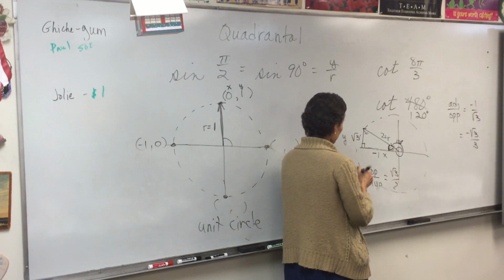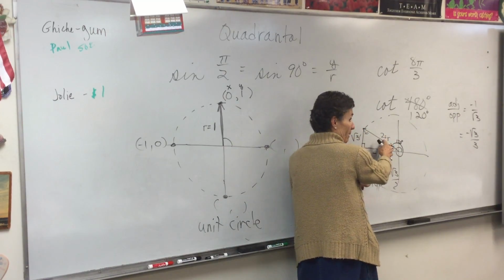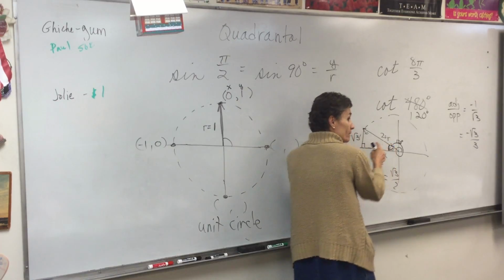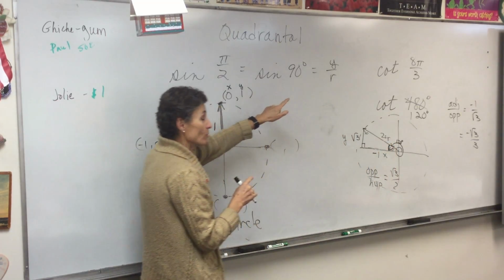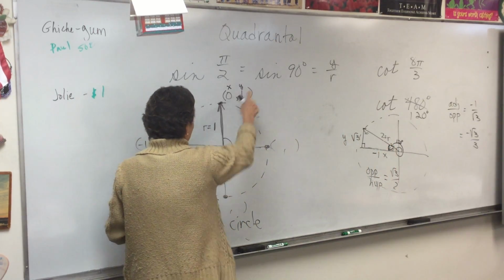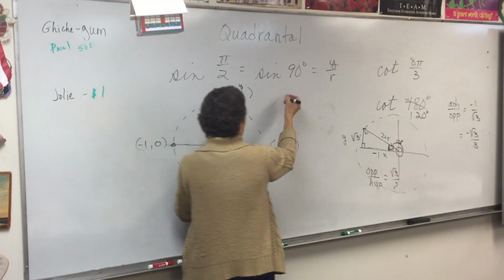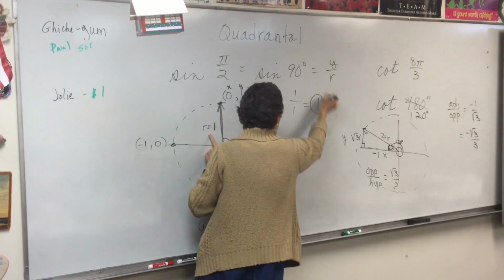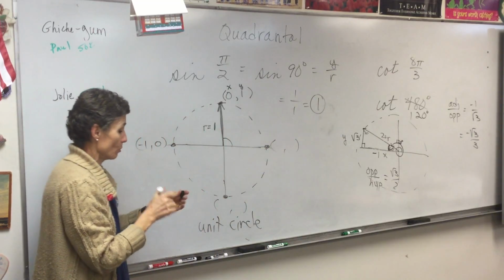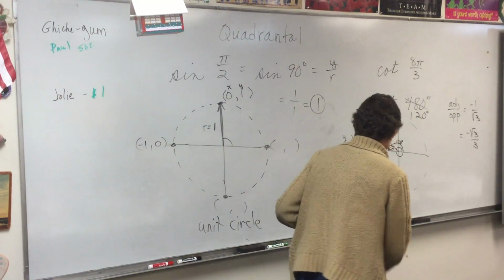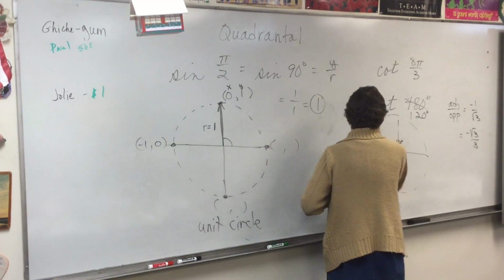So when you memorized opposite over hypotenuse, that corresponds exactly with y over r. Sine is y over r. So what is the sine of 90 degrees? It's the y coordinate over the radius, 1 over 1. The sine of 90 is just 1. All right, let's try another one.